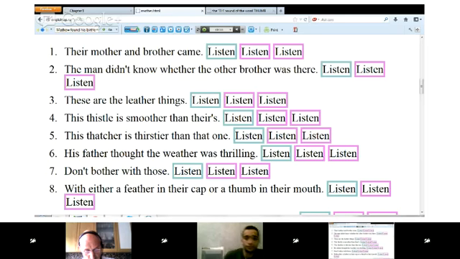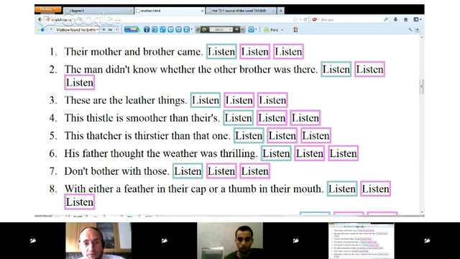Yeah. So you do some practice when you're by yourself in the car or something, and then you'll get that one. So read the whole sentence again, please. These are the leather things. Okay, this time again, but this time just concentrate on that first word like this. These are the leather things. These are the leather things. Yes, perfect.